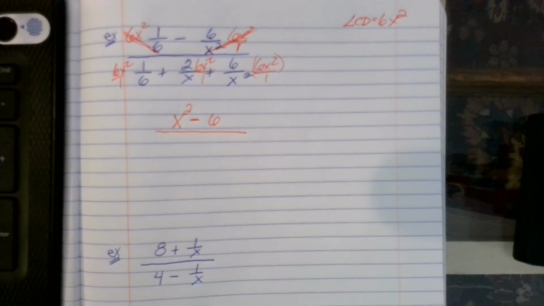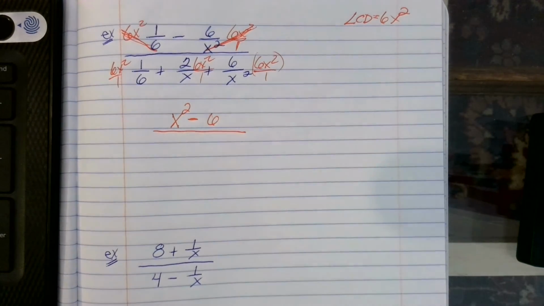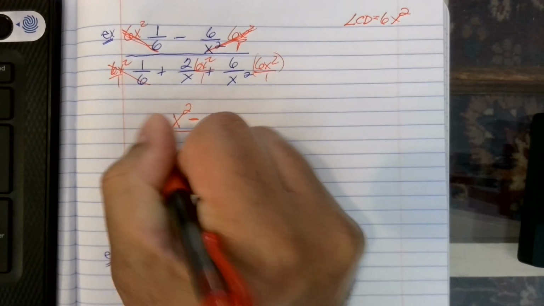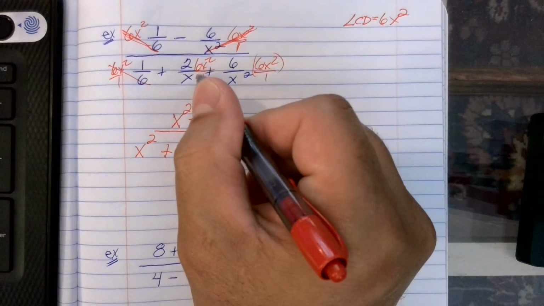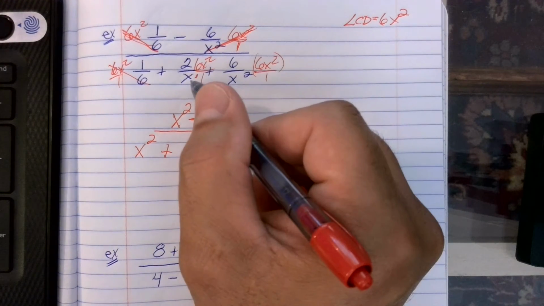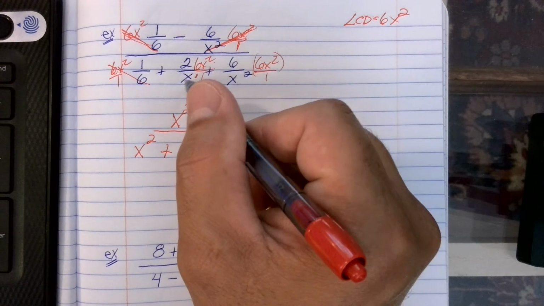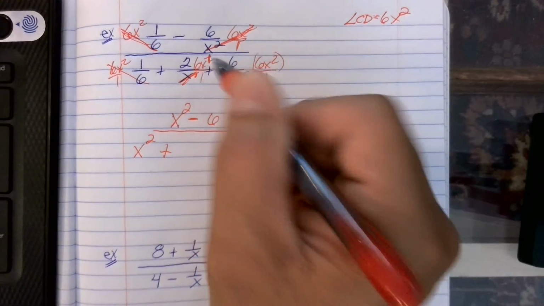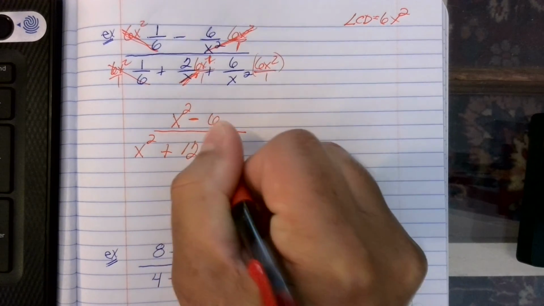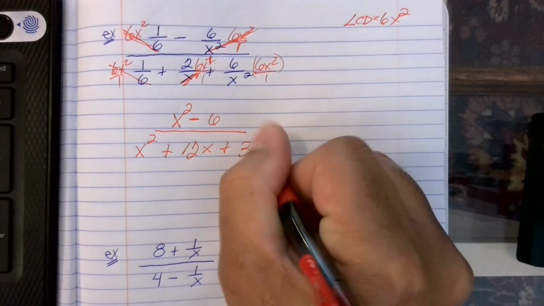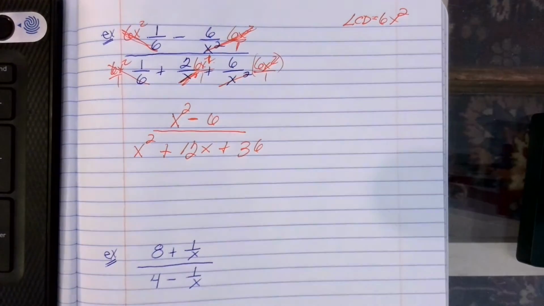So my new numerator is x squared minus 6. Here my 6's cancel out, leaving me with x squared. Here one of my x's cancel out. I have x squared and x to the first. So here up top I have 2 x's, here I have 1. So I could cancel 1 out with 1. This gives me 12x plus 36, right? X squared and x squared cancels out.